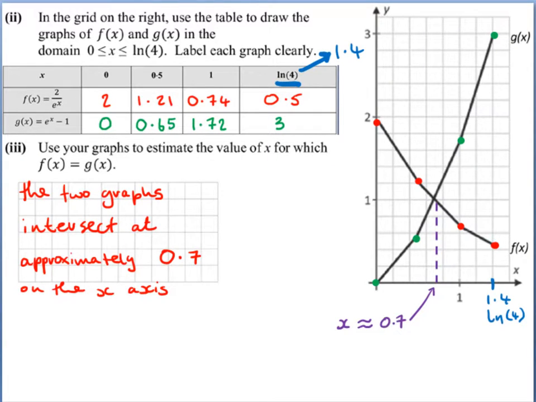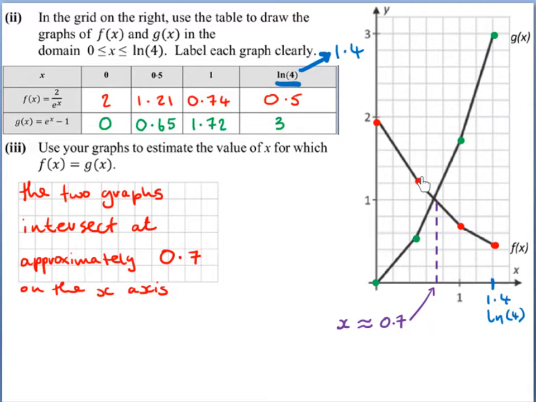So we plot our points. So our g of x points are done in green. So that's 0, 0, 0.5, 0.65, 1, 1.72, and then log 4 gives us 1.4, so 1.43.